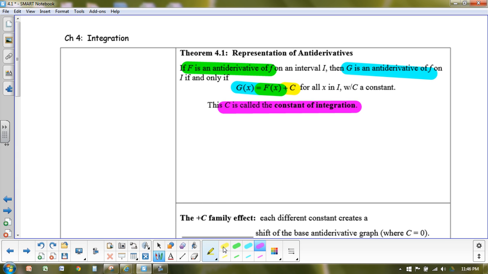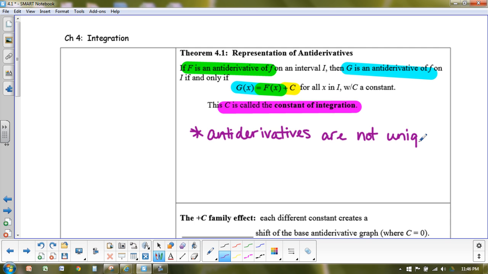Okay, so what this tells us because of the plus C is that antiderivatives or integrals are not unique, meaning there's not just one of them. They are not unique, but they are related. It's not just that there are tons and tons of crazy different options. They only differ by a constant.